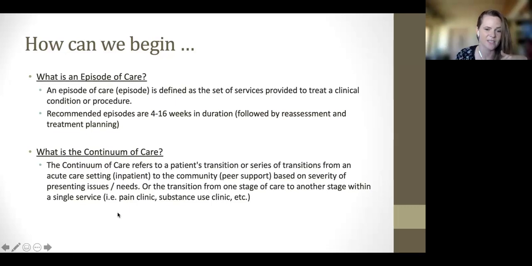In terms of the continuum of care, that's about the different transition points between, for example, acute care settings or inpatient to all the way out to the community, peer support based. And that's in reference to the severity of the presenting issues and needs. That can also sometimes refer to transitions from a stage of care to another one within a single service. The example that we're probably most familiar with here being pain clinic to substance use clinic.